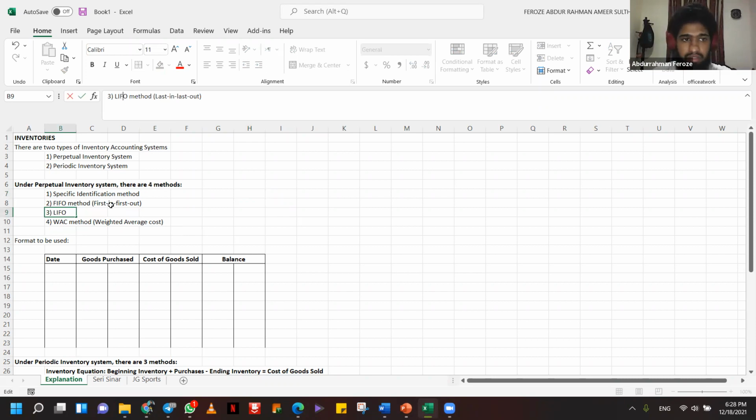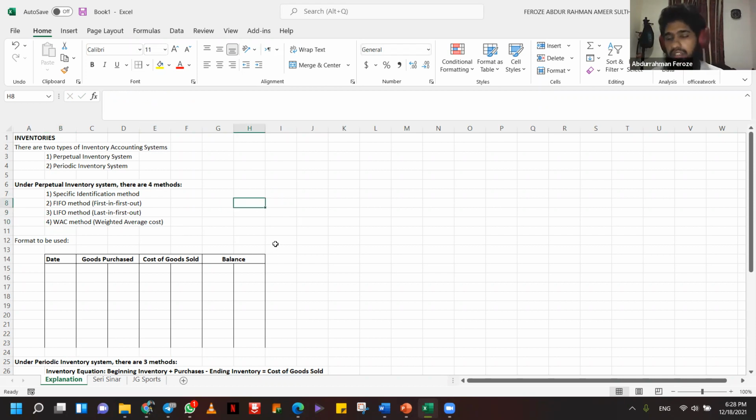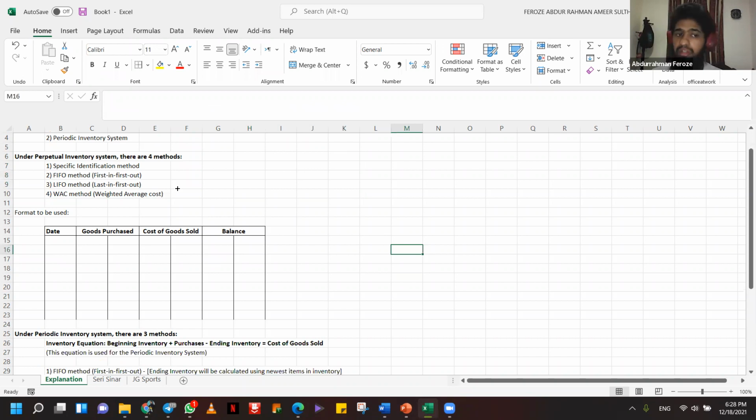It's last in, first out. And then lastly, we have the weighted average cost method. In this method, the inventory that is remaining in your stocks is averaged. The costs are averaged, and that is used to account for the inventory. Okay, so those are the methods under the perpetual inventory system.